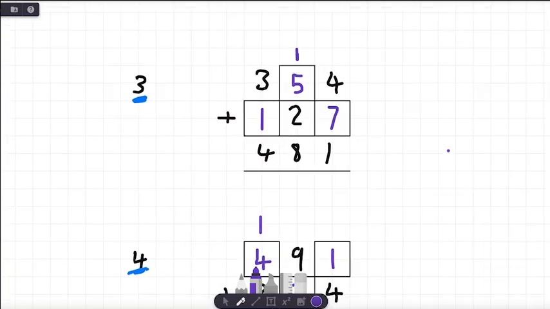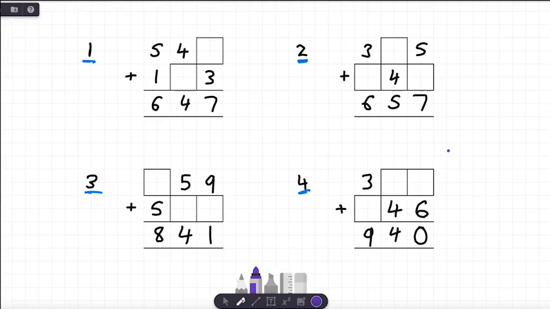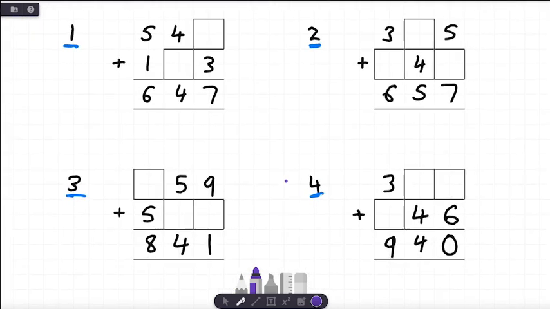So there's 4 examples. Now it's your turn to have a go. These are another 4 examples similar to the ones we've just done. Can you solve these? Right, let's go through the answers.